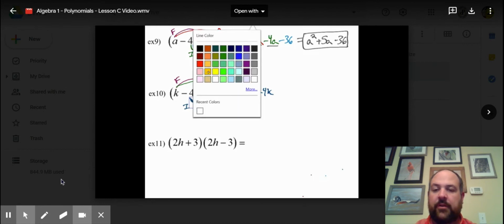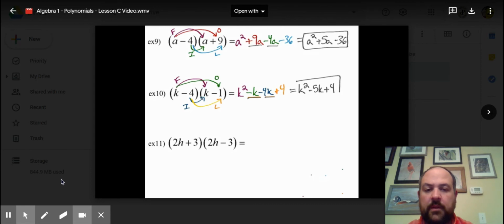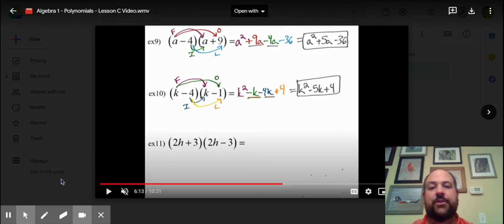And my last multiplication is going to end up being, in this case, the negative 4 times the negative 1. So we're going to take negative 4 times negative 1 for the last multiplication, which is going to become a positive 4. So now, again, my outside and inside multiplications are negative k and negative 4k. Final answer: k squared is the first term, then it's going to be minus 5k and plus 4. So hopefully you had those signs correct.